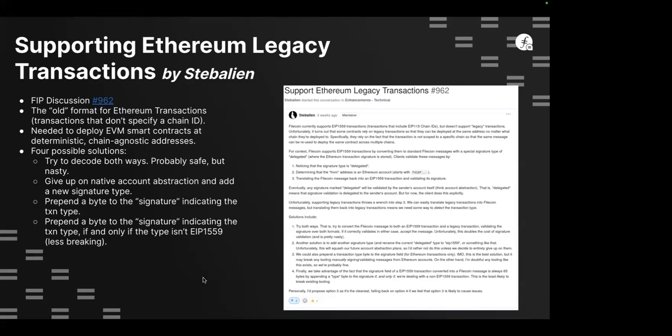The nice thing about this solution is that we're still keeping the whole account abstraction potential around. We're not boxing ourselves into a corner where we would always have to support Ethereum transactions natively in Filecoin. But it's also a lot nicer than the try-both-ways method, because the signature type here would now tell us which way to try.